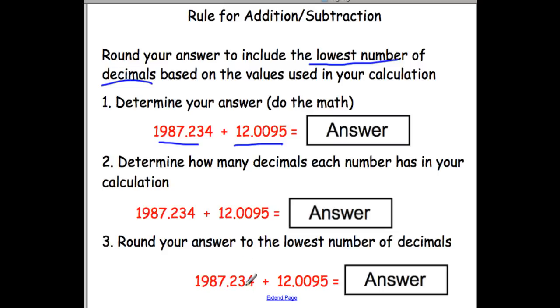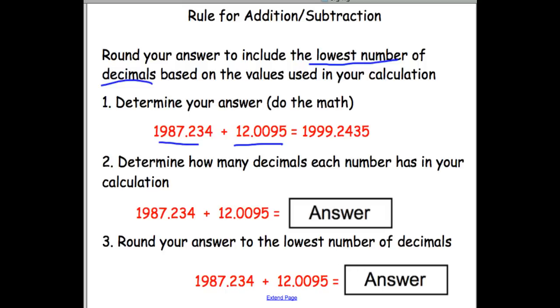So let's take a look at our first example on how to do this. Step one was just like it was before. Hey, just do the math. Plug it into your calculator, figure out what it is, and just write it down. Everybody should be able to do that step, no problem. So I have 1,987.234 plus 12.0095. Plug that in the calculator. When I get this out here, I get 1,999.2435. Not that hard.